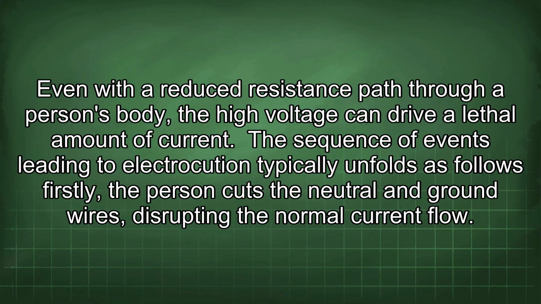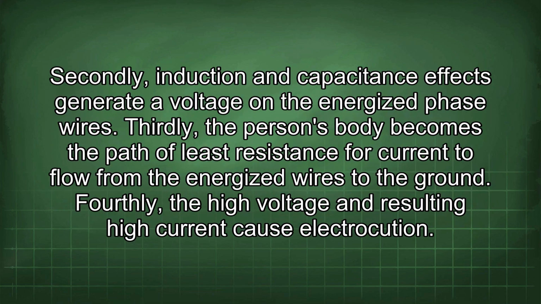The sequence of events leading to electrocution typically unfolds as follows. Firstly, the person cuts the neutral and ground wires, disrupting the normal current flow. Secondly, induction and capacitance effects generate a voltage on the energized phase wires. Thirdly, the person's body becomes the path of least resistance for current to flow from the energized wires to the ground. Fourthly, a high voltage and resulting high current cause electrocution.